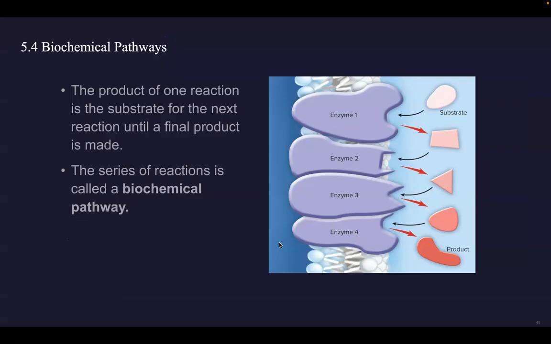When we're talking about biochemical pathways, it's just the concept that the product of one reaction is the substrate for the next reaction until a final product is made. So in a biochemical pathway, a substrate is only going to bind to enzyme 1. This specific substrate will only bind to enzyme 1. When it is rearranged or made into a new molecule, that is only going to be able to bind to enzyme 2, then a new product comes out that is only able to bind to enzyme 3, and so on until we have our final product. That's a biochemical pathway.